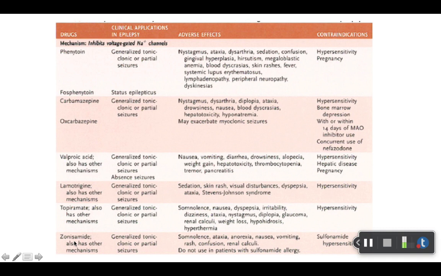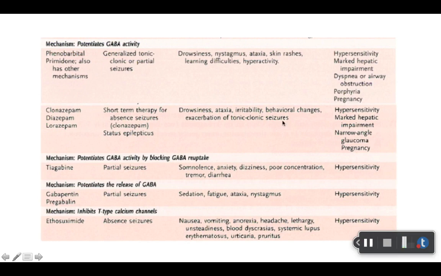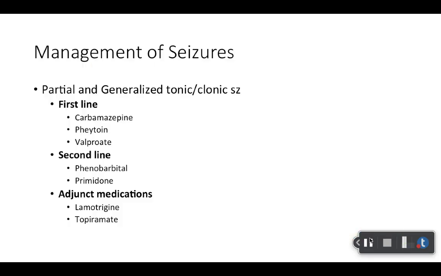You'll notice here too, sulfonamide hypersensitivity. Again, zonisamide is chemically structured close enough to the sulfonamides, or it has a sulfonamide within its chemical structure, that you do need to be concerned about that. It's a theoretical concern, but still for board questions and testing purposes, you still need to know that as a contraindication. Same thing here, good summary.